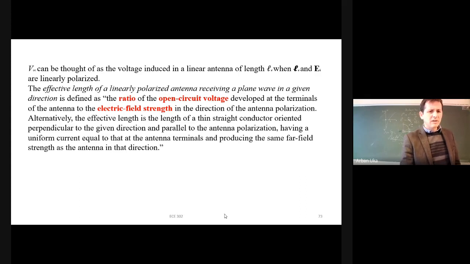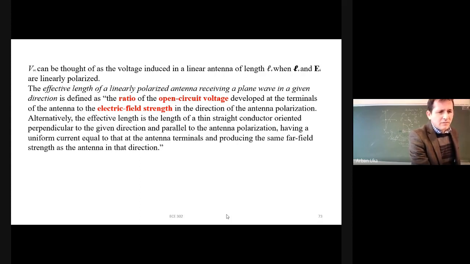The effective length of a linearly polarized antenna receiving a plane wave is defined as the ratio of the open circuit voltage to the electric field strength. Okay, so we're simply dividing the voltage by the electric field, and we know that when we divide a quantity which has units of voltage by another quantity which is measured in volts per meter, we're going to get meters.